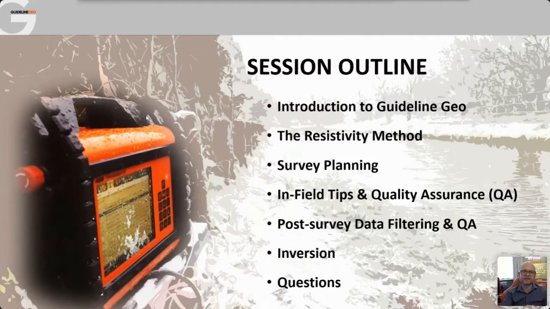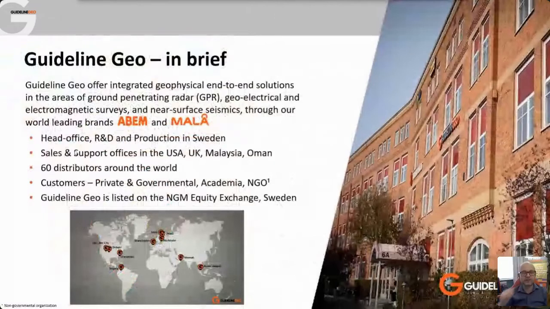So we're going to break that down into survey planning. What are the considerations that we would take before we even go into the field? We'll look at what we can do while we're in the field to improve data quality and to make sure that what we're collecting is good, so we don't have any nasty surprises when we get back to the office. And then we'll be looking at what we can do with the data in the post-processing software. So how can we filter out bad data points that we've collected, and what can we do in terms of the inversion?